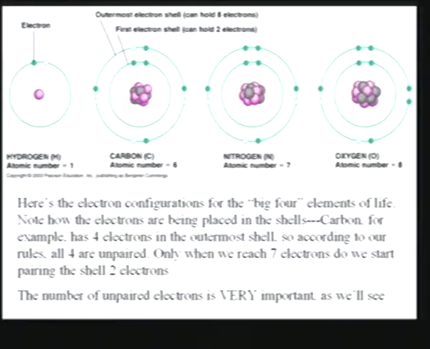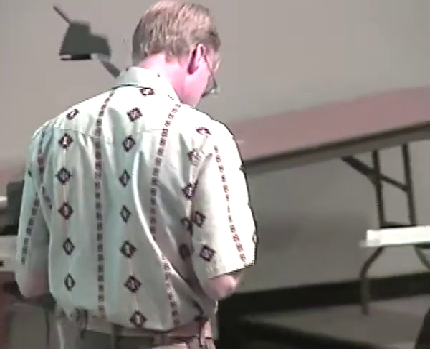The number of unpaired electrons is critically important in understanding how these atoms are going to interact with each other. All right, that's one big issue. The other big issue is how many electrons are in the outermost shell. That's going to tell you also how they're going to interact with each other. Okay, so 2 big issues there. And what we're talking about here are chemical bonds. Okay, attachments or connections between atoms.